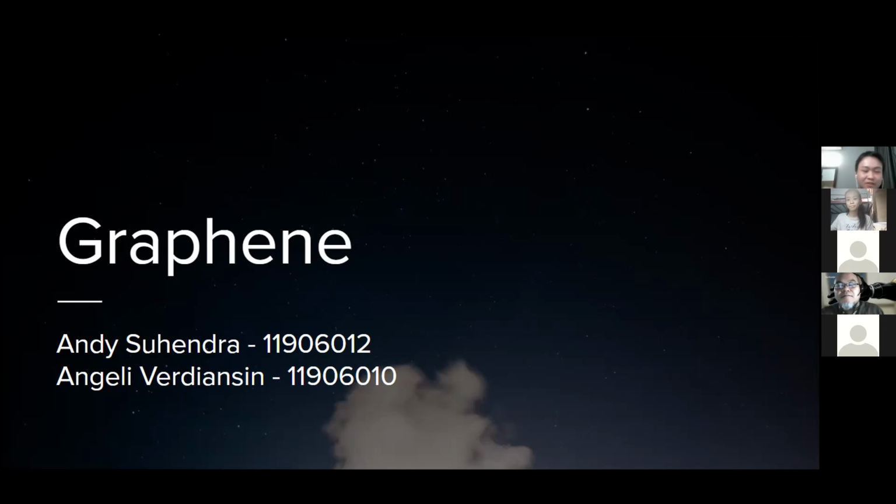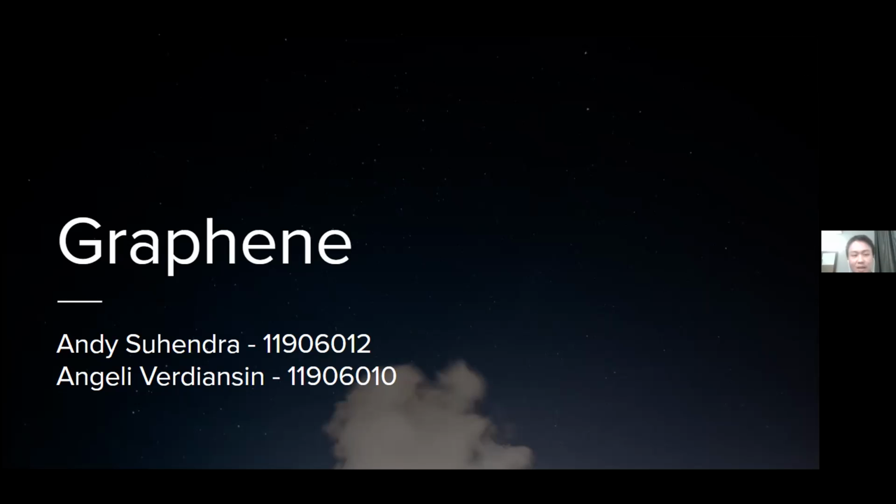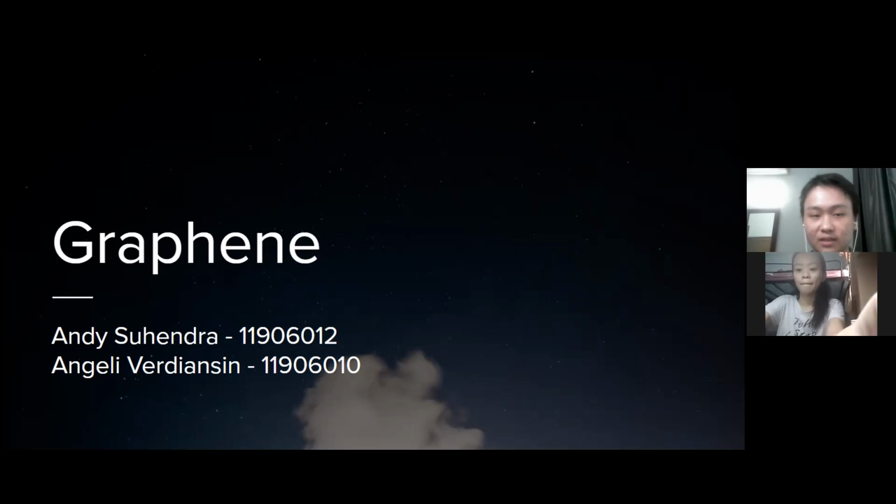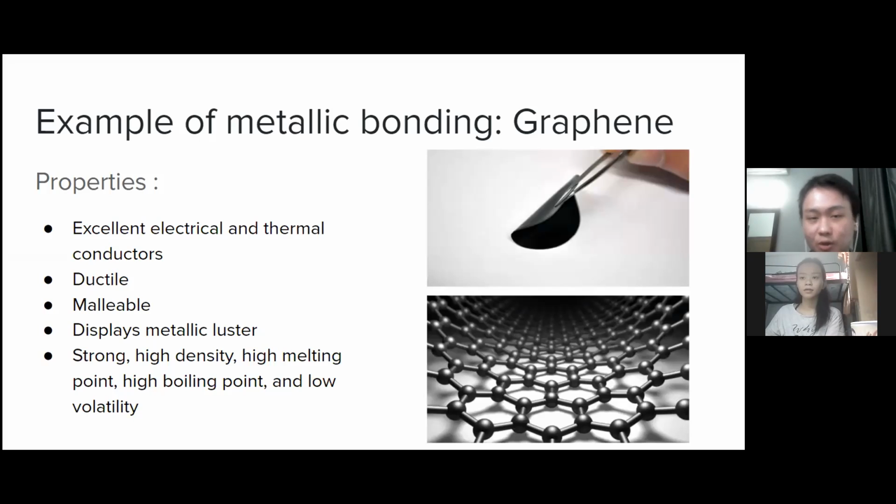Good afternoon, everyone. My name is Andy, and with Angeli, we're going to give a presentation about graphene. Graphene is an allotrope of carbon that exhibits two-dimensional metallic bonding. The amazing thing about it is that graphene is 300 times stronger than steel, harder than diamond, a fantastic conductor of heat and electricity, and super flexible to boot.